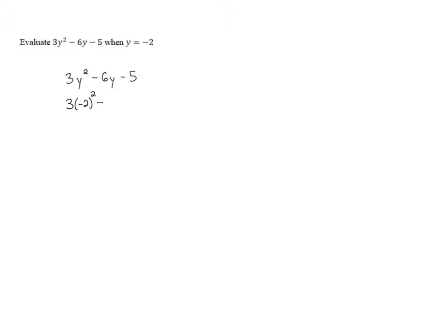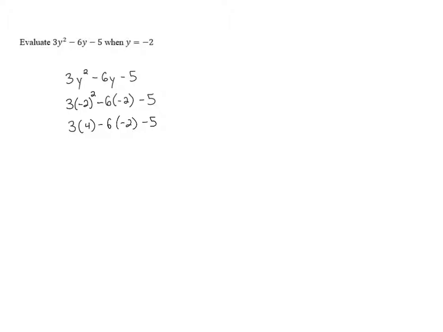So we've got 3 times negative 2 squared. Then for the next term, minus 6 times y, which we said was negative 2. And then finally, minus 5. And now we can use order of operations to evaluate this. We start with the exponent. Negative 2 squared is positive 4. So this becomes 3 times 4. And then we have minus 6 times negative 2, and then minus 5.